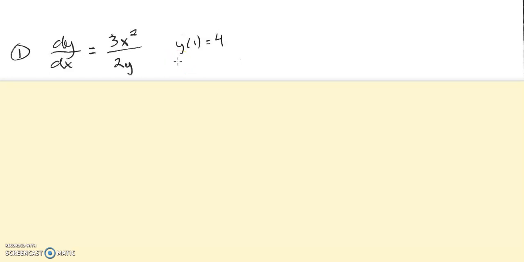So first one, dy/dx equals 3x squared over 2y. y of 1 is 4. Now, I will say one thing about these. For all of these, you're solving for a C, but for all of them, I want you to solve for y. I don't want you to solve for y cubed. I don't want you to solve for the ln of y. I don't want you to solve for y squared. I want y equals. So, you can pause and go.